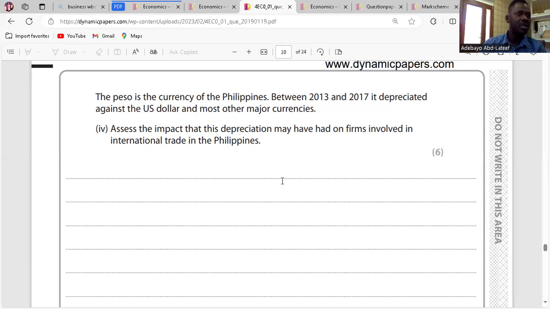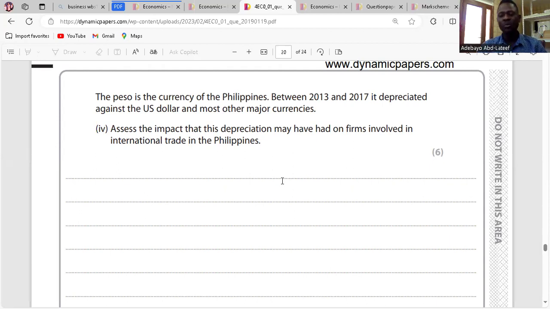Because we're talking about the impact on firms, firms that do exports will have an increase in their sales. Why? Because they become more internationally competitive. Two, and the third point I make here is about domestic firms, firms that produce locally. If they have to compete with foreign firms, it makes them more competitive, and that increases their revenue too.